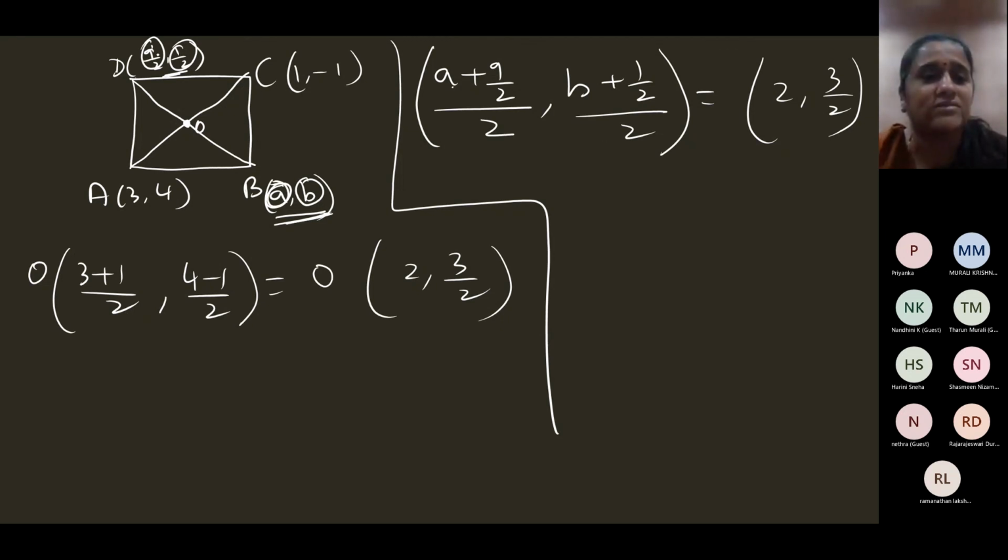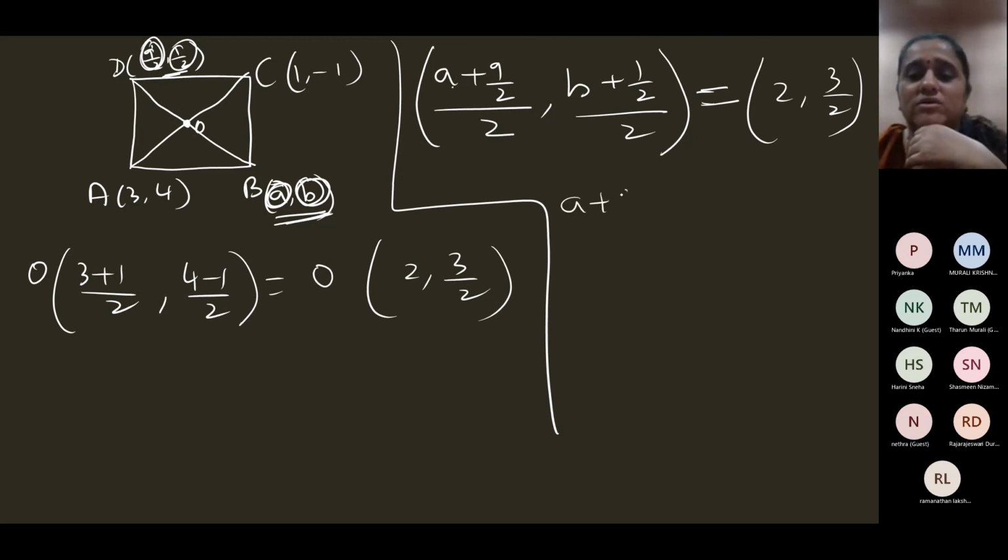So we did A plus 9 by 2 by 2, and B plus 1 by 2 by 2. So you will get the coordinates of the midpoint of BD. But that we already know is 2, 3 by 2. So these two are equal. Yes or no, children? Yes, ma'am. Yeah, they're equal.